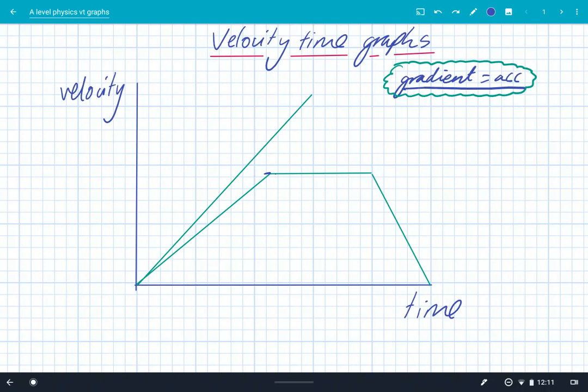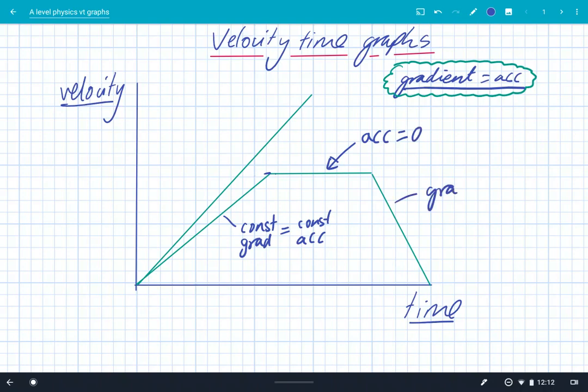So looking at these graphs that we have in front of us, velocity time graphs on our axes. So remember, gradient is acceleration. Here is a constant gradient. So constant gradient equals constant acceleration. Here, we've got zero gradient, so the acceleration is equal to zero. Here, the gradient is negative, which means we have a negative acceleration, which we call a deceleration.